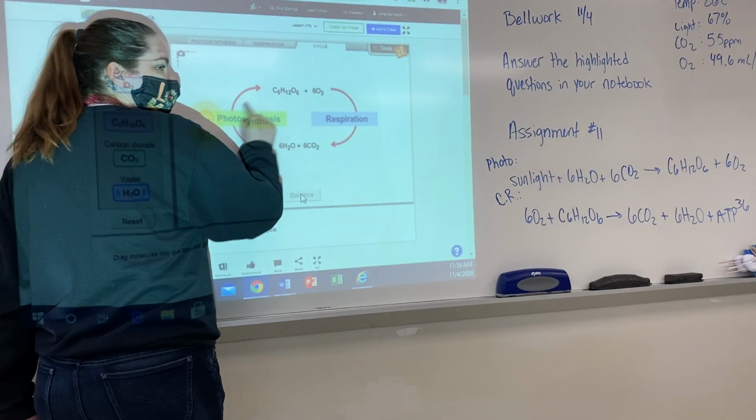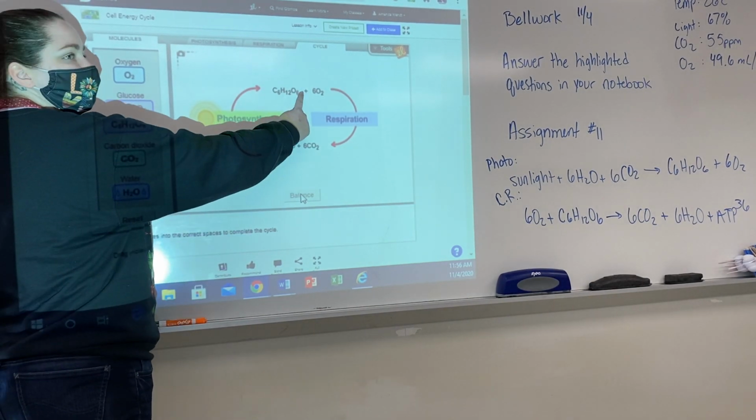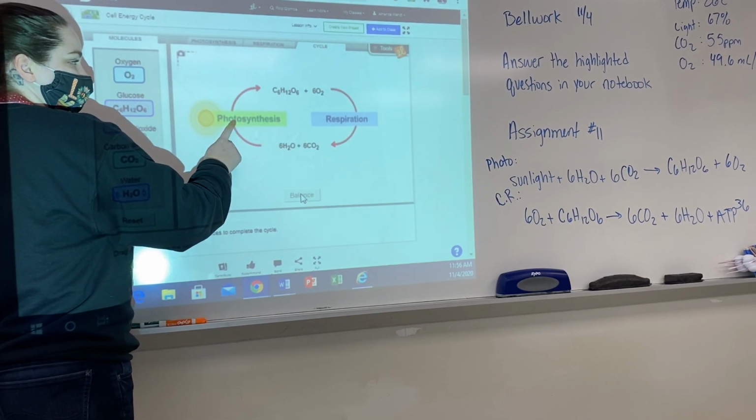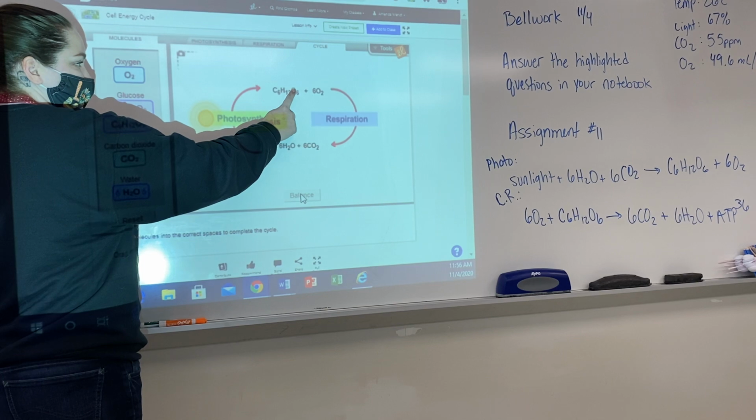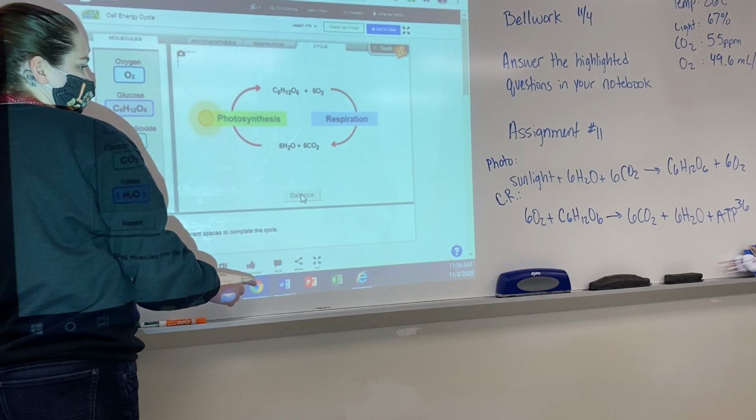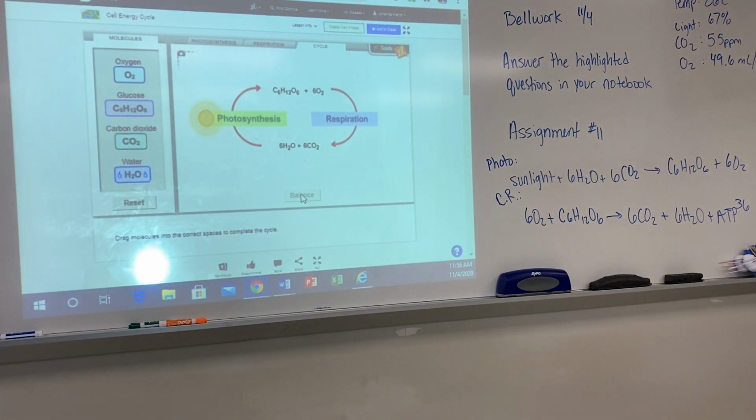So write this in your notebook. Write this whole cycle, circle thing. Make sure you know it. Make sure you know that the products of photosynthesis are the reactants of respiration. And the reactants of photosynthesis are the products of respiration. Anyway, one is used for the other. They're in a cycle, in a circle. The products of one thing are the reactants of the other thing. That's what I'm trying to say.